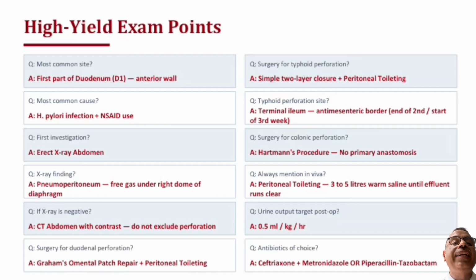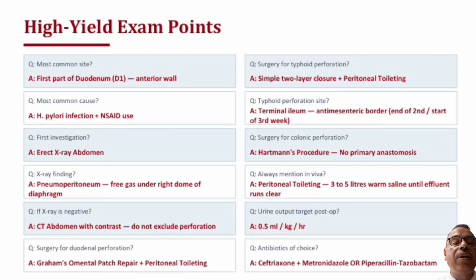Now, just a word about high-yield examination points. If you are asked the most common site of perforation in peptic ulcer disease, it is the first part of the duodenum, the D1 anterior wall, as we have already seen. The most common cause would be H. pylori infection plus chronic NSAIDs. First investigation is always an erect X-ray of the abdomen or chest. X-ray finding is pneumoperitoneum, free gas under the right dome. Specifically, always emphasize that only 70 to 80% would show this. If the X-ray is negative but you still feel there is peritonitis, always do a CT abdomen with contrast, which is the gold standard.